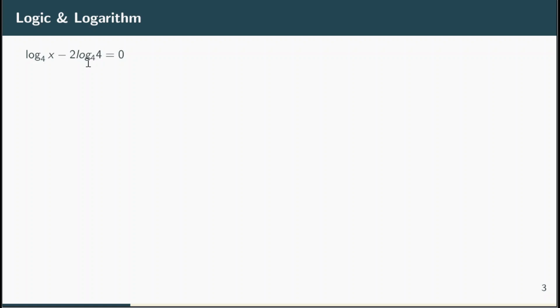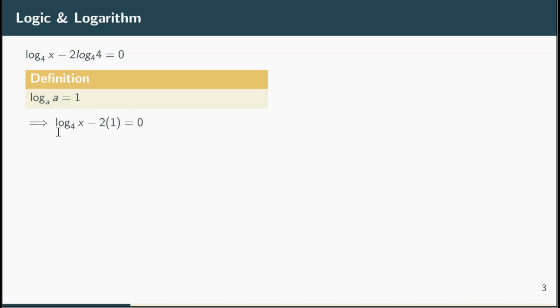And then we know by definition that when the base is the same as the value, the answer gives me 1. So all of this boils down to 1, and I'll have log to the base 4 of x minus 2 into 1 equals 0. I send this negative 2 the other way, and I have log base 4 of x equals 2. And again, I'm going to change this to indices, and I have 4 raised to the power 2 is equal to x, and so that gives me x as 16.